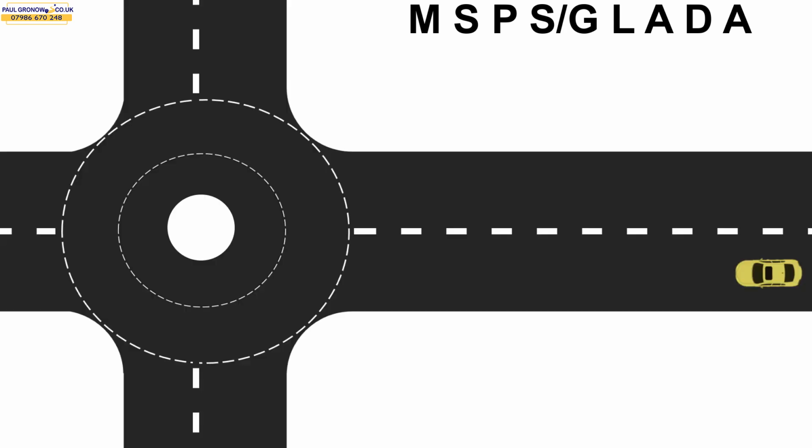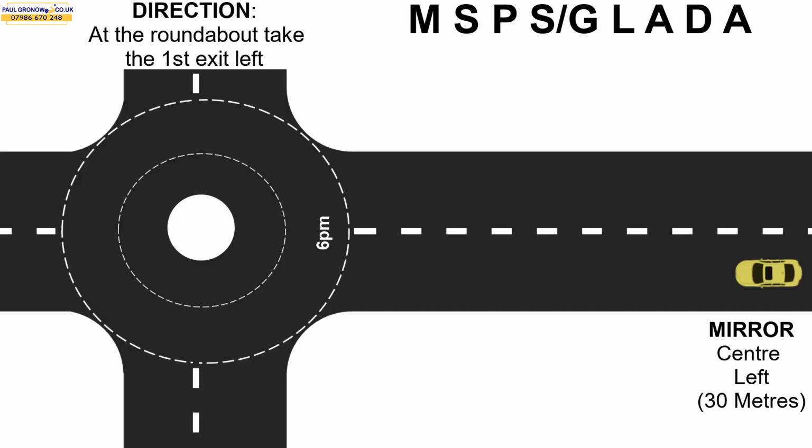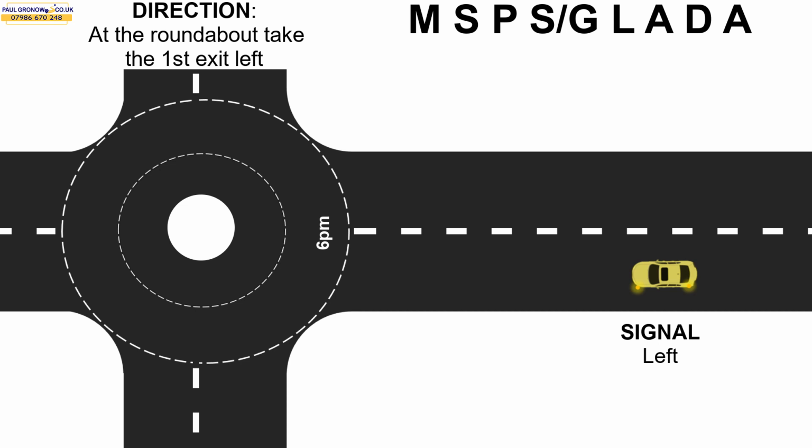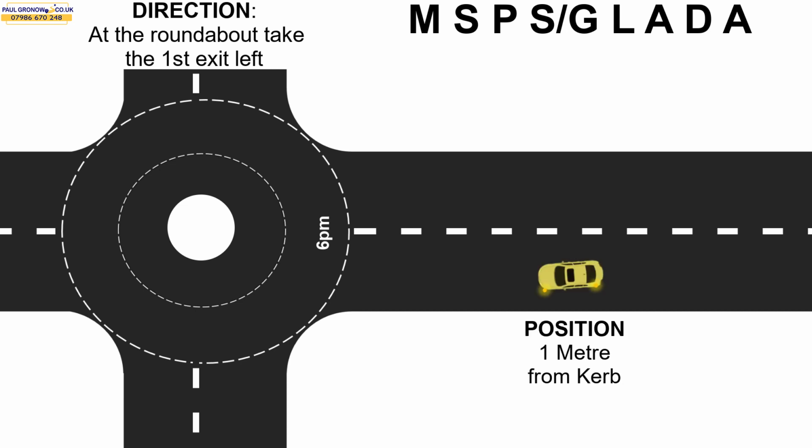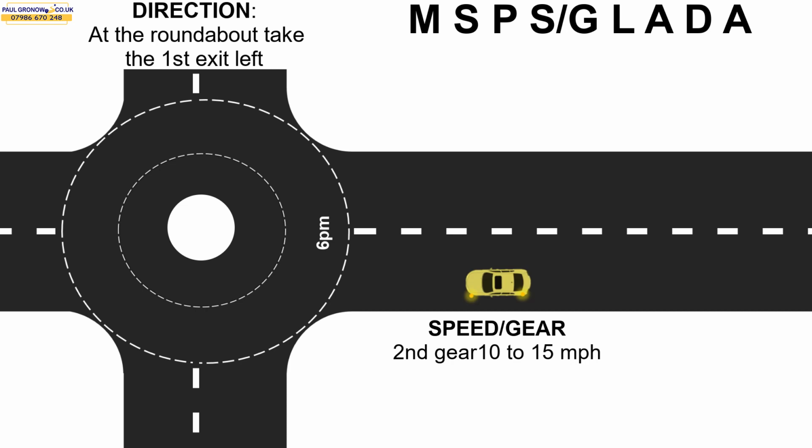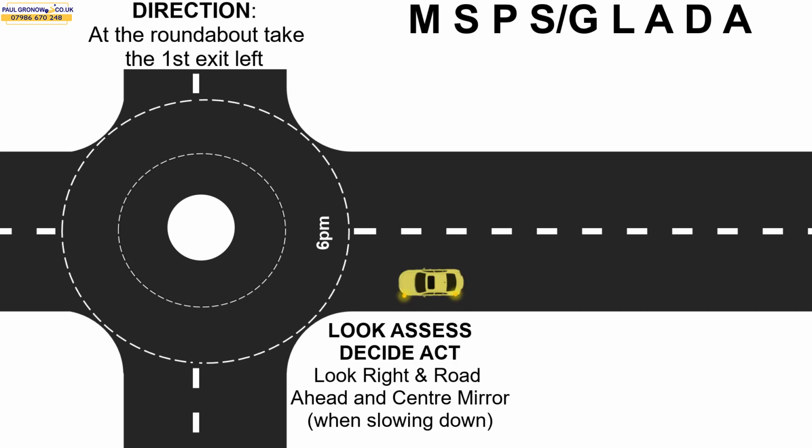Okay, so when we're thinking about turning left, let's think about the MSPS GLADA. First, at around about 30 meters, you want to mirror, center, left, count to 2, 1, 2, signal left, and position. Make sure you're 1 meter from the curb. You may already be doing that. And speed and gear, get into second gear, and 10 to 15 miles an hour, depending on what you're seeing ahead. Okay, so the last section here is the look, assess, decide and act.